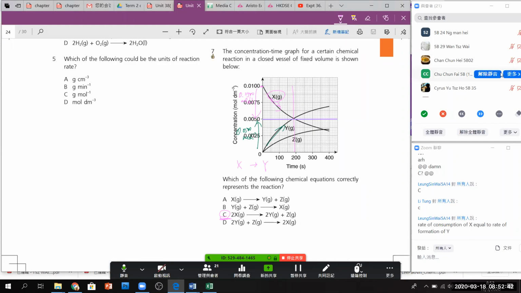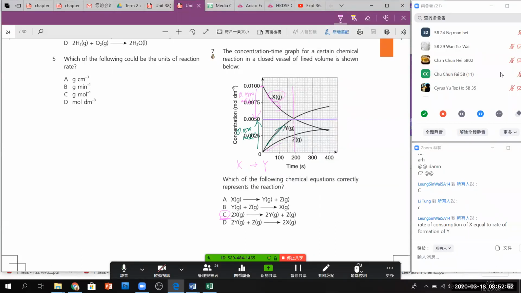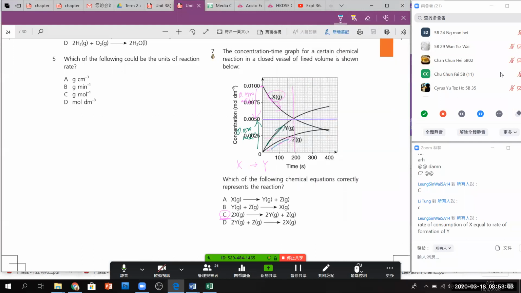So this is the first one, and second is on Z, right? You can see that Z will have an increase in how many units? It will increase by about 0.0250. It seems it's a half of it. So what I want to tell you on this one is the increase of 0.0250.